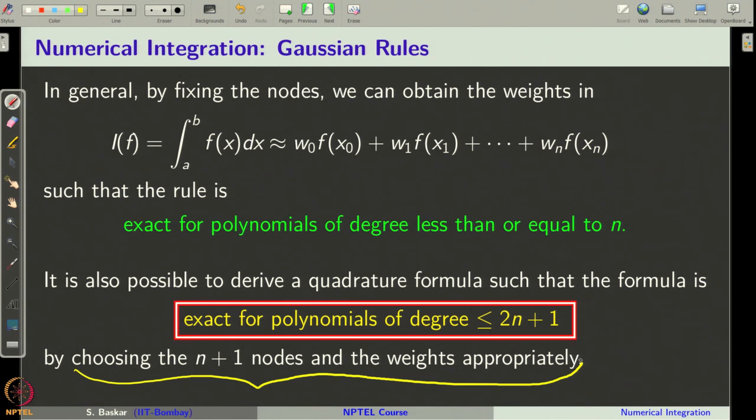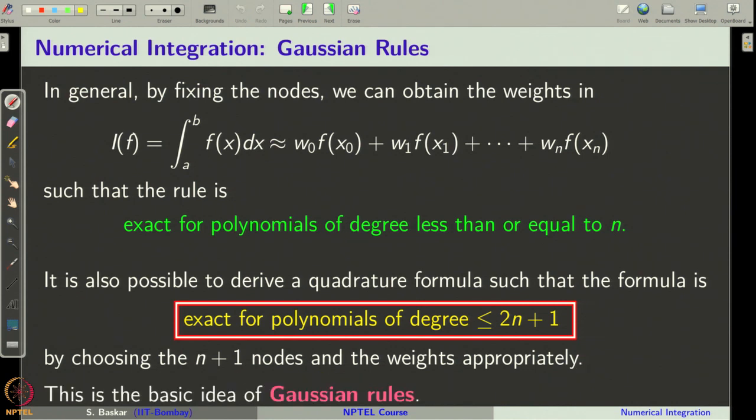In that way, how many unknowns are there? Just think about that. You have n plus 1 unknowns coming from the weights and you have n plus 1 unknowns coming from the set of nodes, right? In that way, you have 2n plus 2 unknowns. Therefore, you can impose the condition that the quadrature formula will be exact for polynomials of degree less than or equal to 2n plus 1.